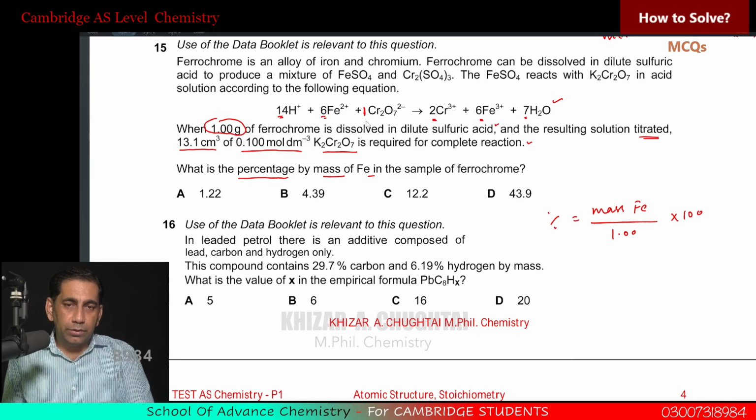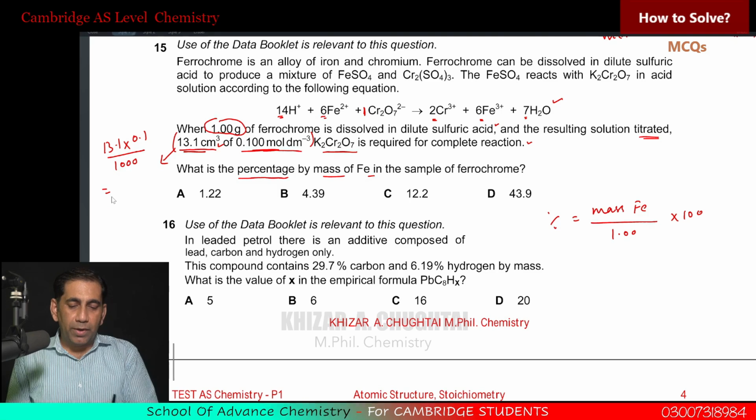So in this equation, what is given? Given is the volume in centimeter cube of K2Cr2O7. So we can find the mole from this data. Whenever you are given a volume in centimeter cube and the concentration of any substance, then you can change it into moles. I mean 13.1 multiplied by 0.1 divided by 1000, because this volume is in centimeter cube, and here will be the answer in mole. So how many mole of Cr2O7 is over here?